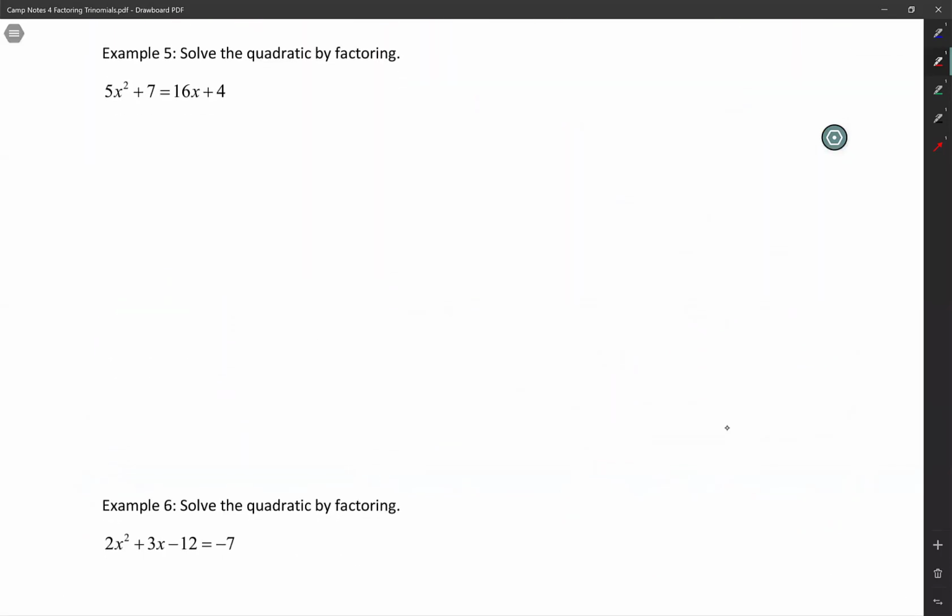Solve the quadratic equation by factoring. So this time they want us to solve it, so that means they want x values. So we're going to move the 16x to the left. We're going to move the 4 to the left. So we're going to write 5x squared minus 16x. And when I move the 4 to the left, it's going to be plus 3 equals 0.